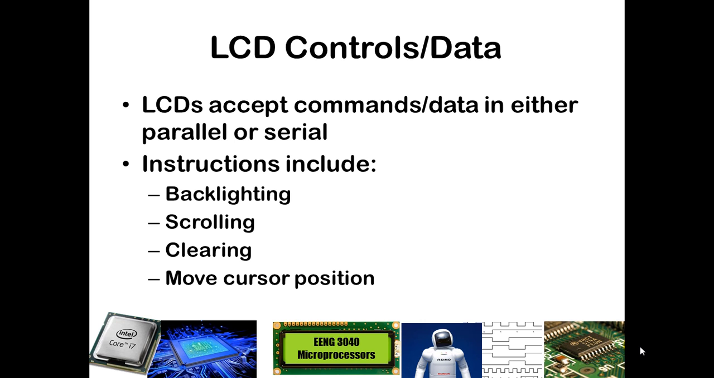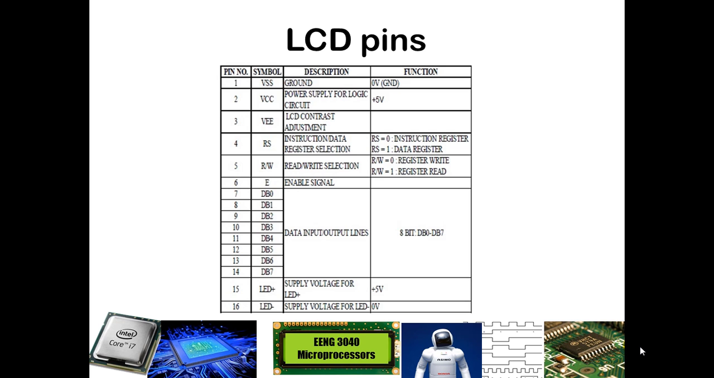And some instructions can do several different things. You can turn on or off the backlighting of the display. You can configure whether information is going to scroll versus staying on the screen. You can clear out the text or any other characters that are on the panel. And you can also move the cursor position across the screen so your text can appear in different places.